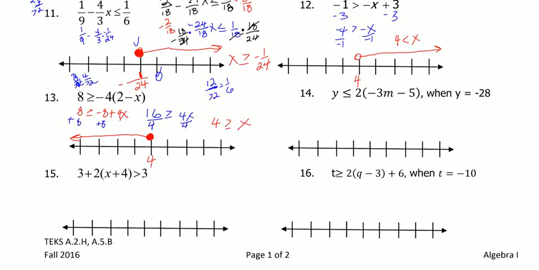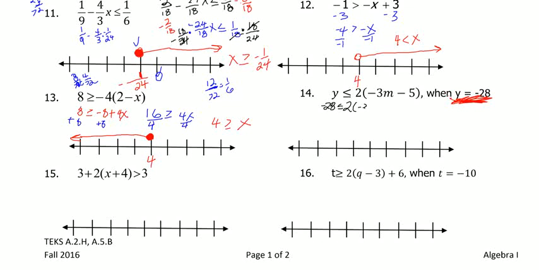Alright, now, number 14. We got y less than or equal to 2 on the outside of -3m minus 5, when y equals -28. And a lot of y'all are like, whoa, wait. There are 2 variables there. We can't do anything. We're done. No, that's not the way this works. We know what y is. It says that y is -28. So we're going to use that to our advantage. So -28 goes in place of the y, and we just straight up replace it. 2 on the outside of -3m minus 5.